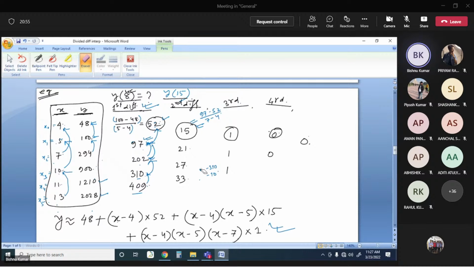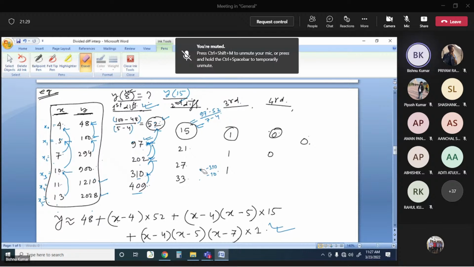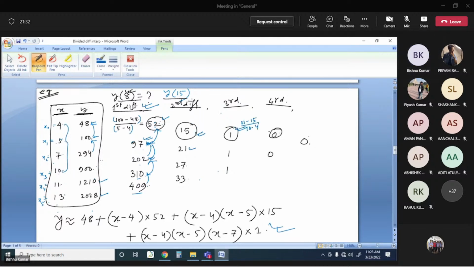Now you just calculate the third difference column. To calculate the third difference column, with respect to these 4 arguments, you need the third difference first value here. To calculate this one, you need the previous difference column, next value minus this value, meaning 21 minus 15. You have to divide by last value, meaning 10 minus 4. Okay.